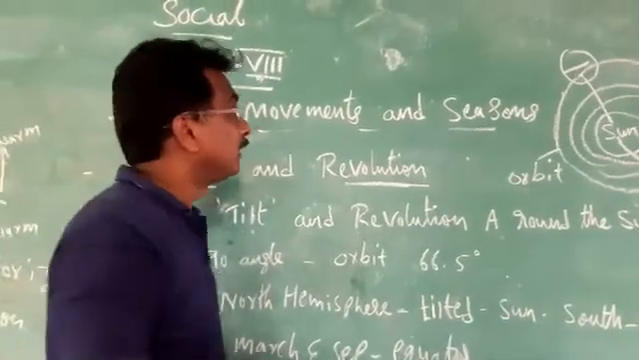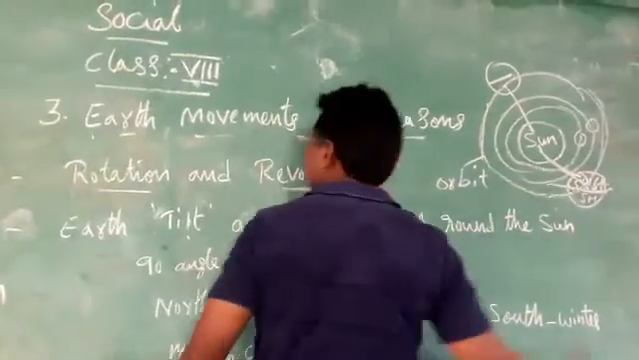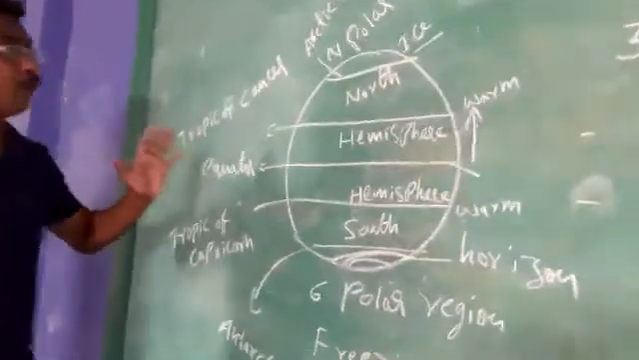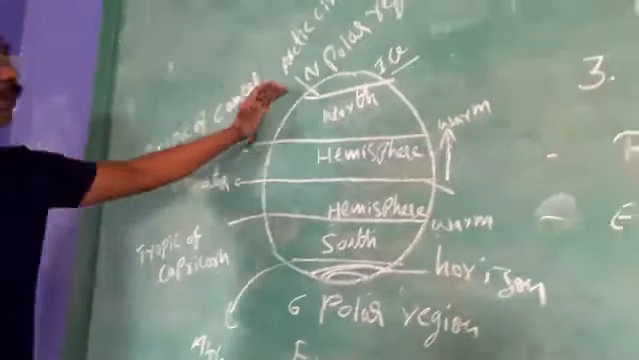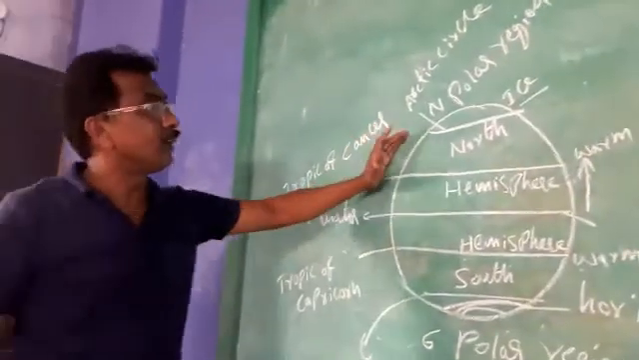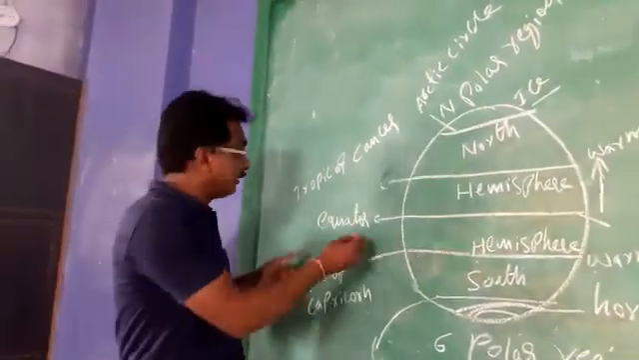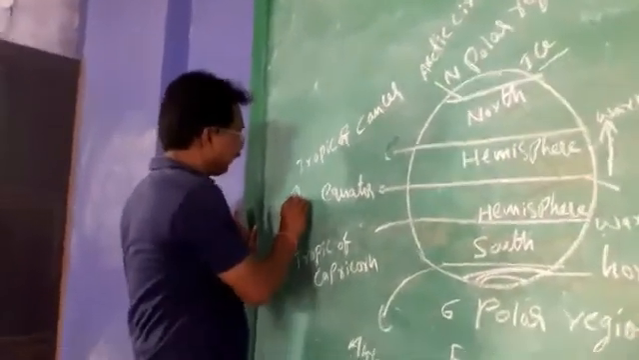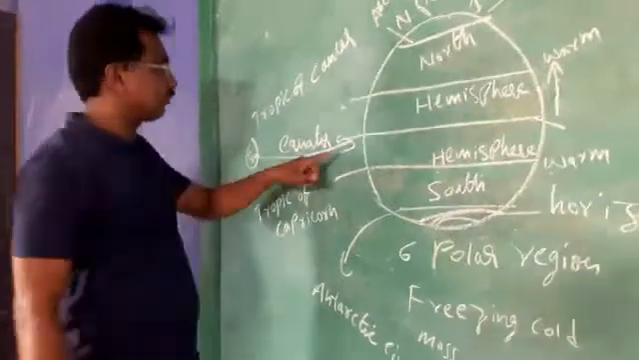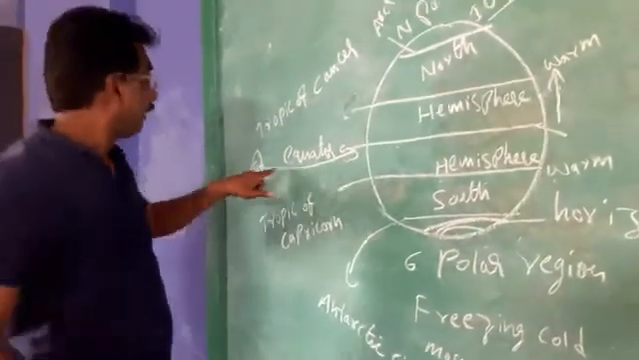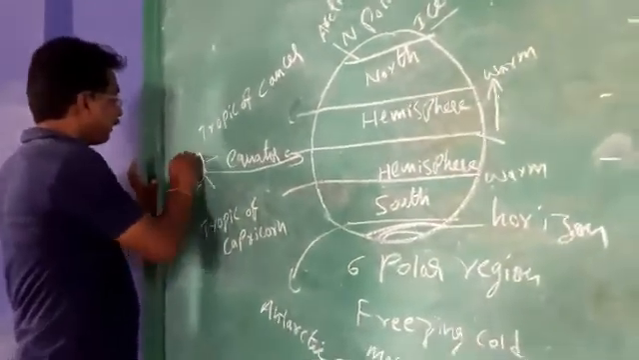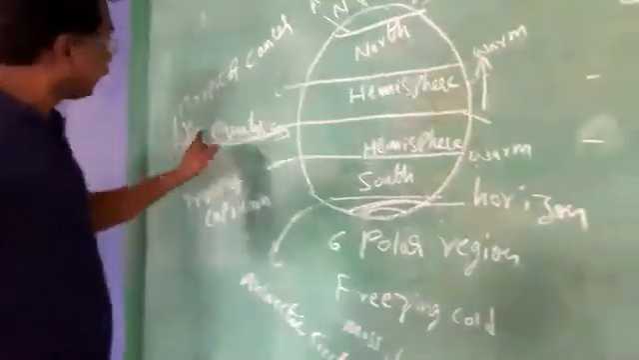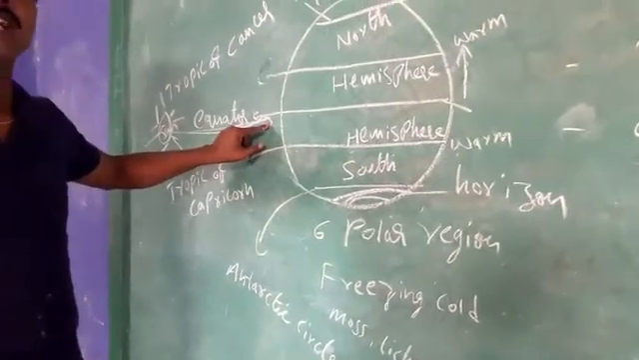Why? Because the sun rays are falling here. One example I tell you. Now you see what I am telling you. Here I am telling you this is called a temperature belt. Why? Because the sun is falling on the equator. The sun rays are falling directly on the equator.